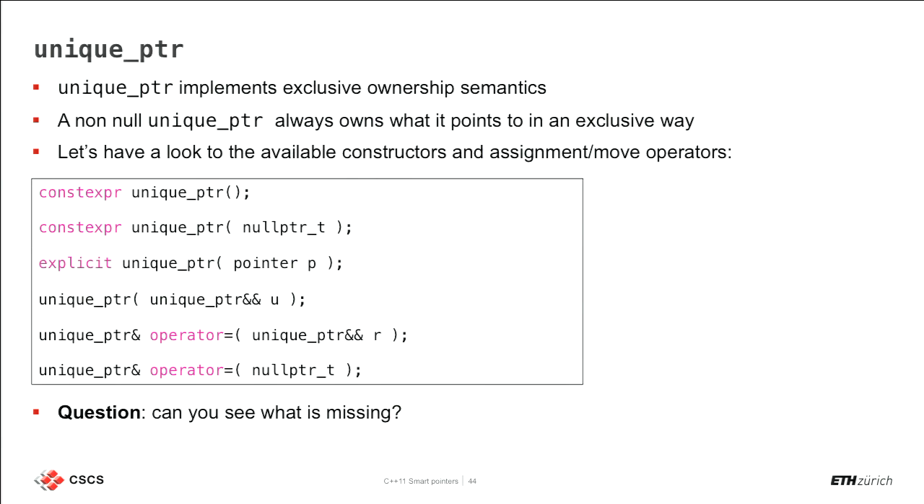Now I have again the same question for you. If you have a look at the list of constructors and assignment operators of the unique pointer, let's compare this list, if you remember it, with the list for the shared pointer. My question is, can you see what is missing here?